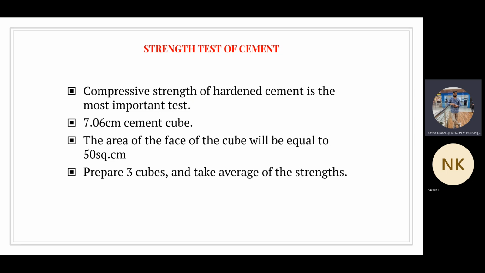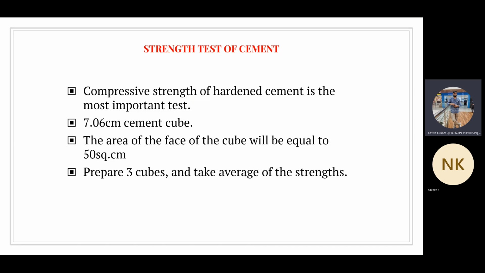That is 1 part of cement and 3 parts of fine aggregate, or 1 part of cement with 4 parts of fine aggregate. You can take either a 1:3 or 1:4 ratio, and then you are going to prepare 3 cubes of size 7.06 centimeters, and cure the specimens for 28 days. After 28 days, you're going to test for the compressive strength.